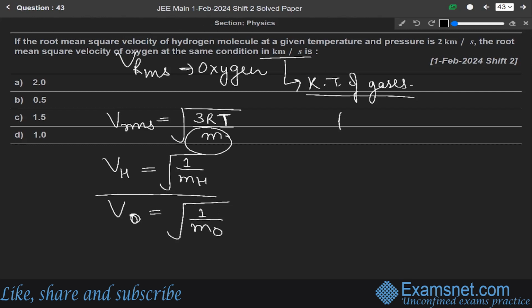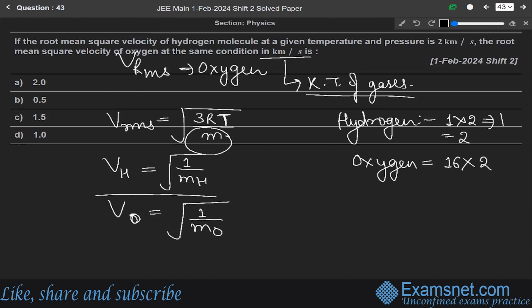Okay, since hydrogen is a diatomic molecule also, its molecular mass is 1 into 2, which equals 2, and for oxygen it will be 16 into 2. Hydrogen means H2 and oxygen means O2, so 16 into 2 will be 32.